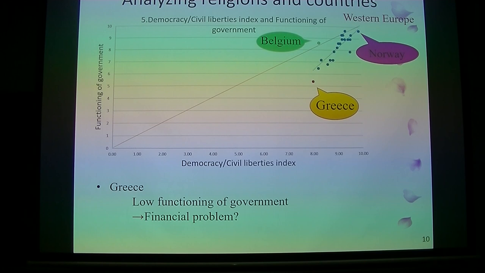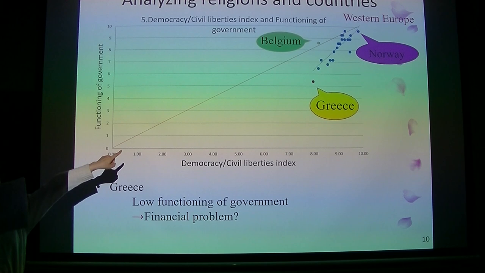And now I would like to focus on some regions and go by region in some countries. So the first one is Western Europe. By looking at the graph, again, the blue line is under the red line, so it means those countries do value democracy and civil liberties more than functioning of government. And the one which has the lowest functioning of government is Greece.